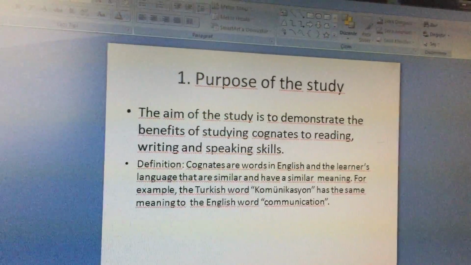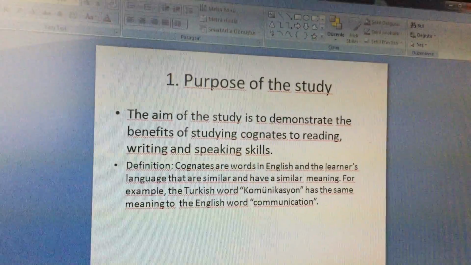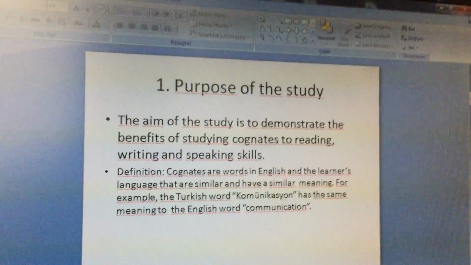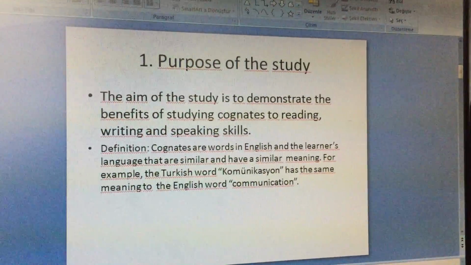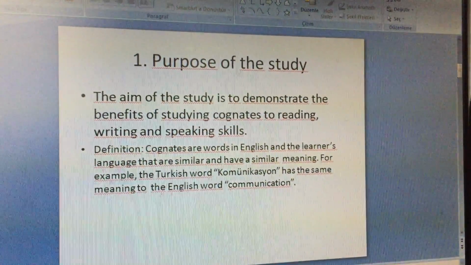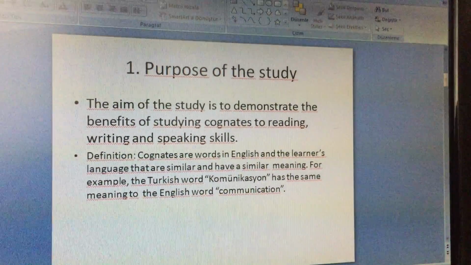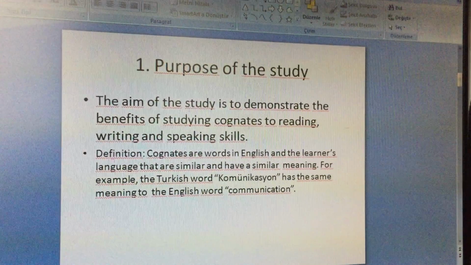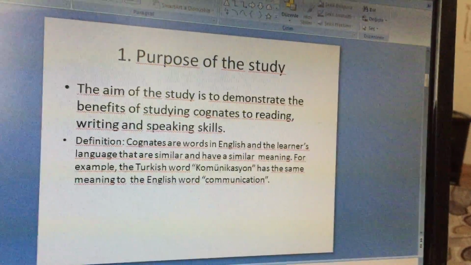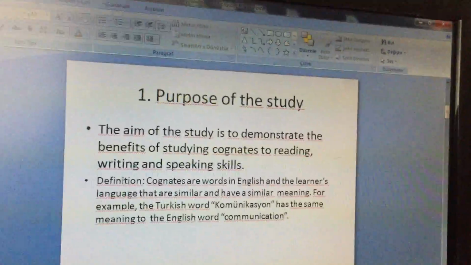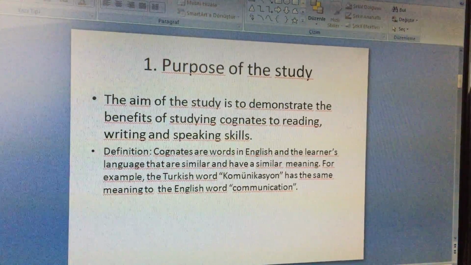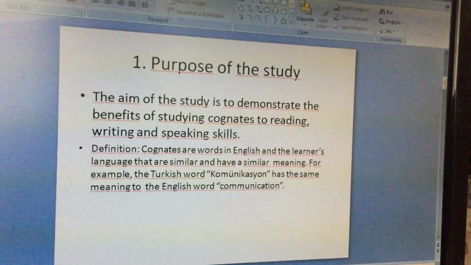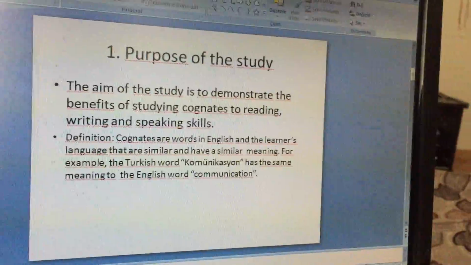So, anybody who sees the word communication can relate to it and understand that it means communication, because the Turkish word comes from communication. It's the same for station, location. That's why if cognates are integrated into vocabulary learning studies, I believe it will have significant benefits to reading, writing, and speaking skills as well.